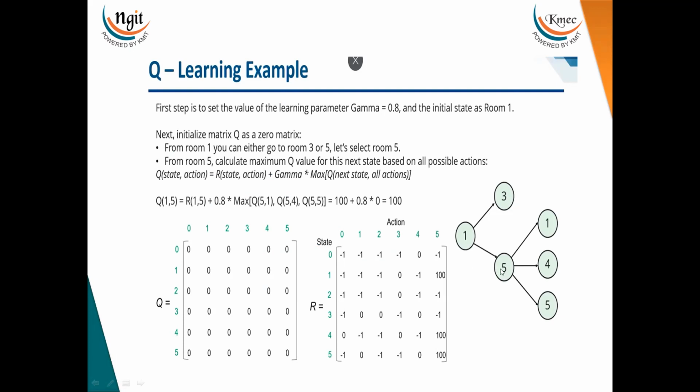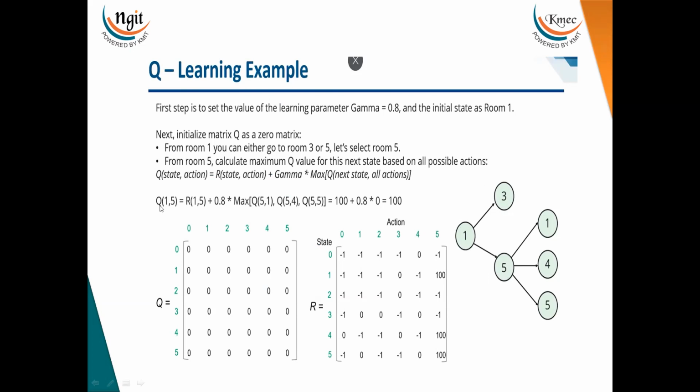And from room number 5, now you have to calculate the maximum Q value for the next state based on all possible actions. I have to see from room number 5 where I should go so that I get the maximum rewards. My final destination is room number 5, and from there I should stay in room number 5, or if I have to explore other options also, we have to verify here. So this is my formula which I've shown earlier.